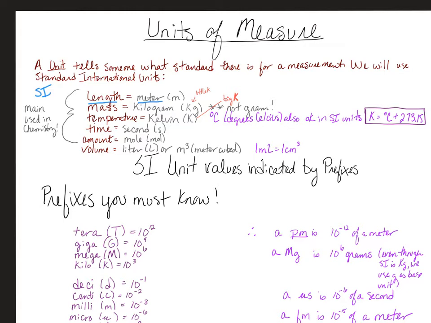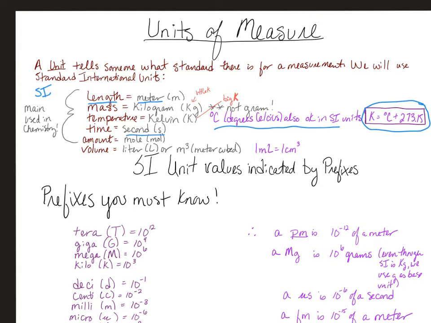For mass, that's the kilogram. For temperature, that's in Kelvin, although we really consider Celsius to sort of be an SI unit. Just so you know, we can convert between those two values with this simple equation, and that is that Kelvin is equal to your degrees Celsius plus 273.15. Time is actually in seconds, not in minutes.